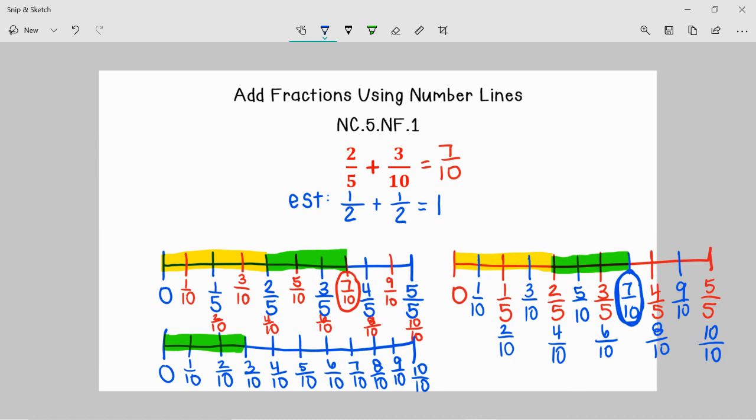So either of these options is perfectly fine. It's just two different ways a number line could be used to add fractions.